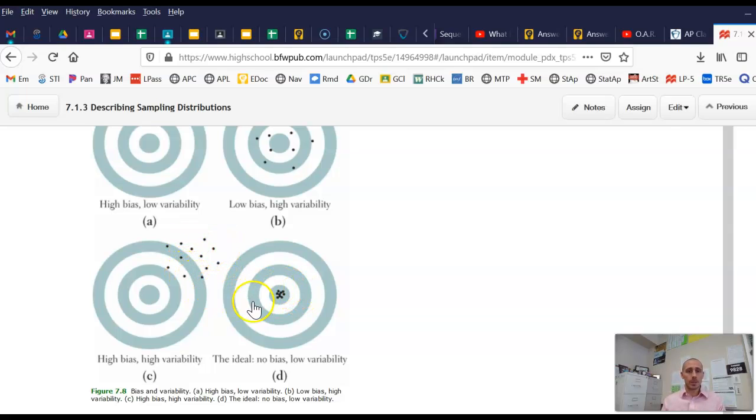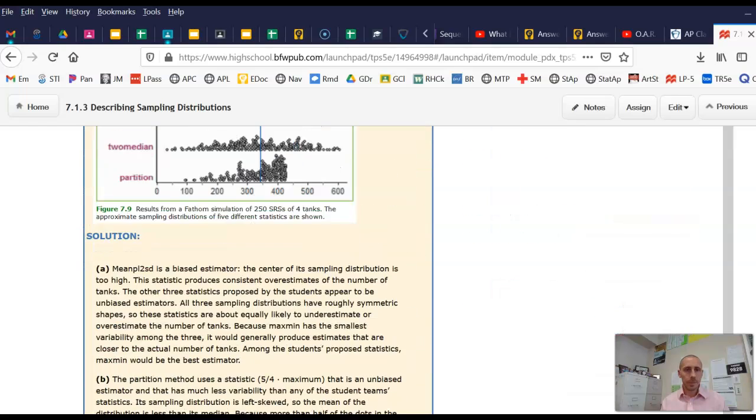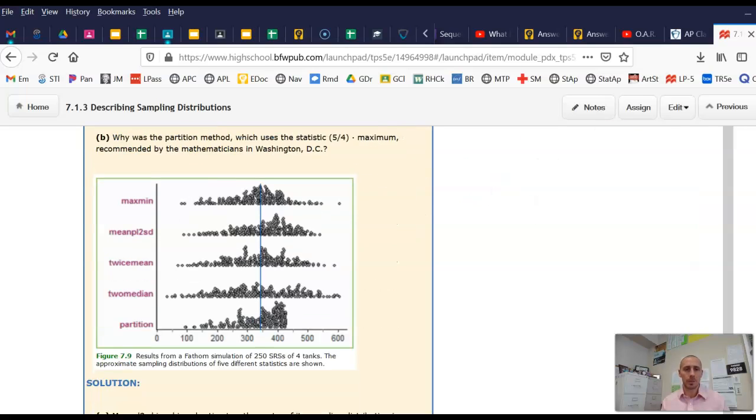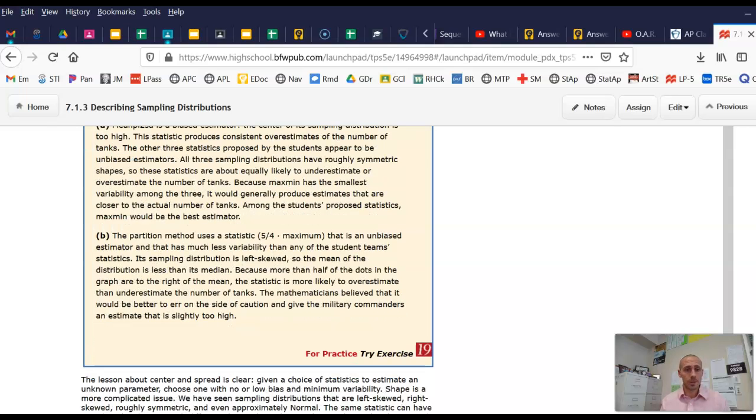Ideally, we have no bias or low bias. We're hitting the mark consistently and with low variability. That comes from having a random sample and a large sample size. If you're interested in history, this German tank problem is awesome. It goes through how, in World War II, we were able to figure out how many tanks the Germans had just based on the numbers on the tanks without being able to see them all. It's a pretty cool application of this.